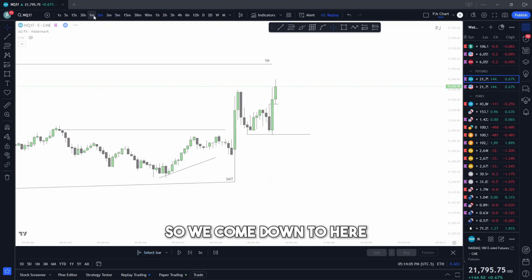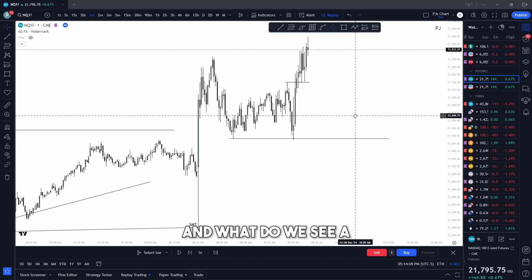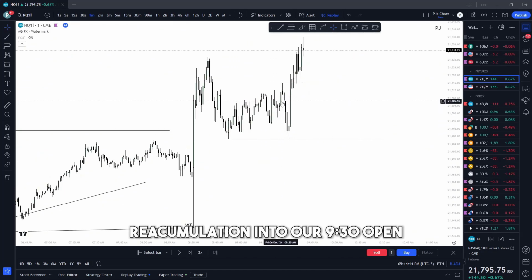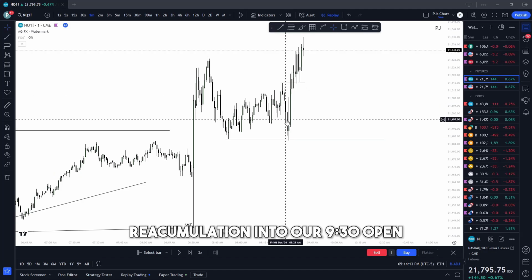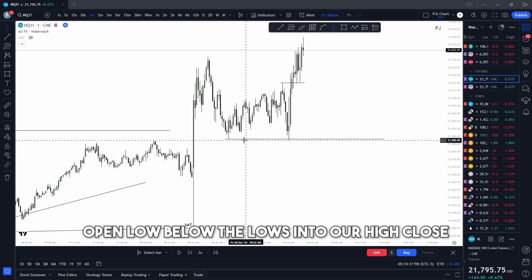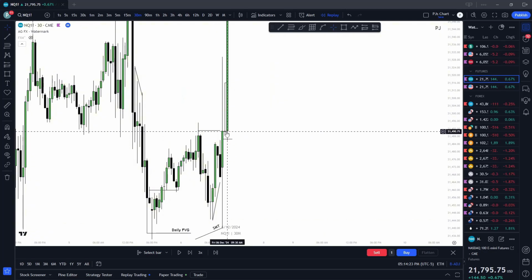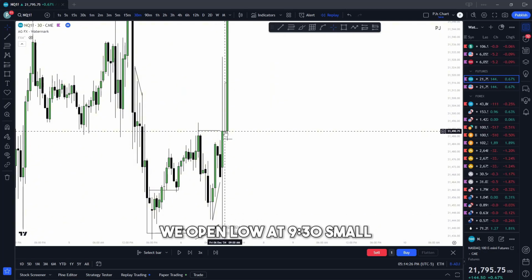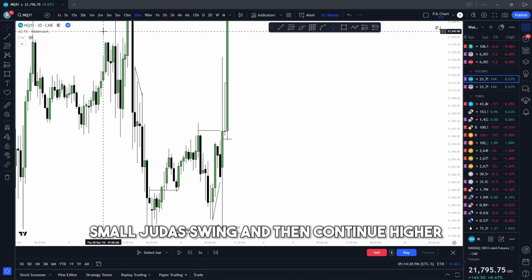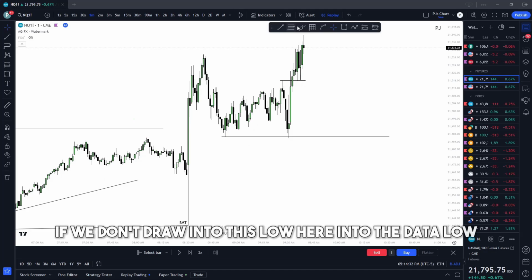So we come down to here inside of the 5-minute and the 15-minute, right? And what do we see? A reaccumulation into our 9:30 open. Open low, below the lows, into our high close. So if we see the 30-minute, right, fair value gap here, we open low at 9:30, small Judas swing, and then continue higher.